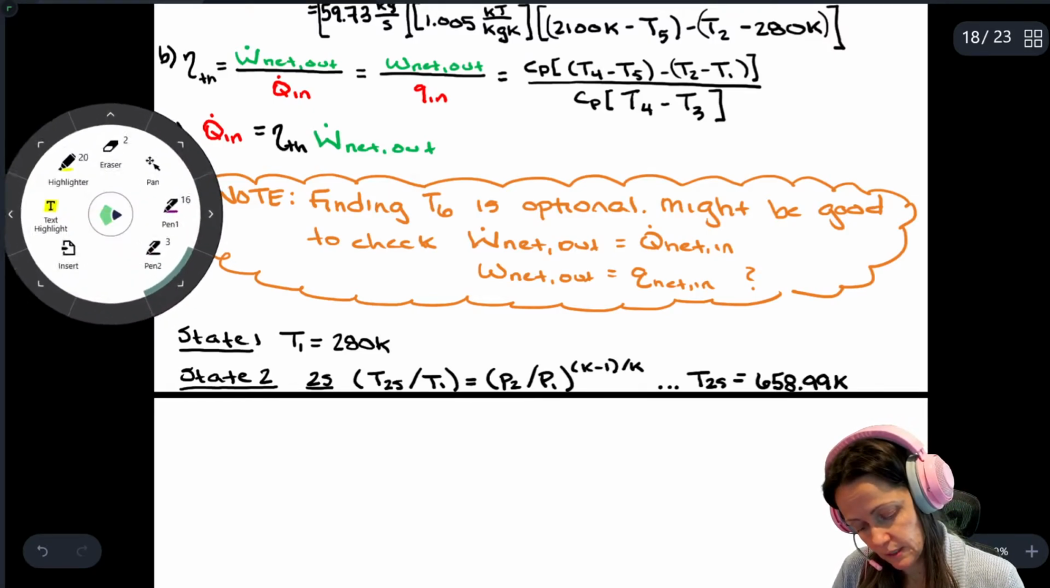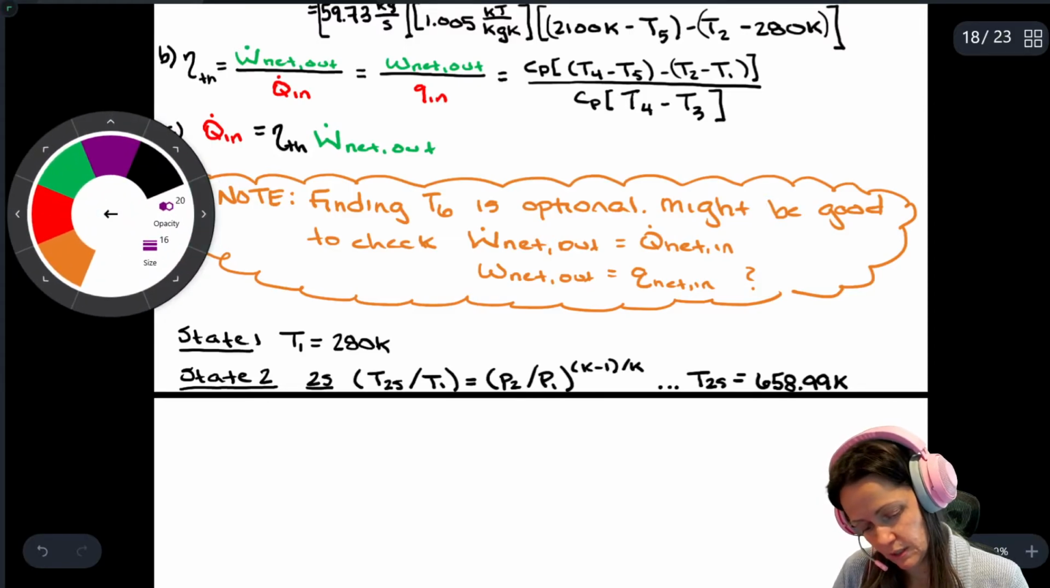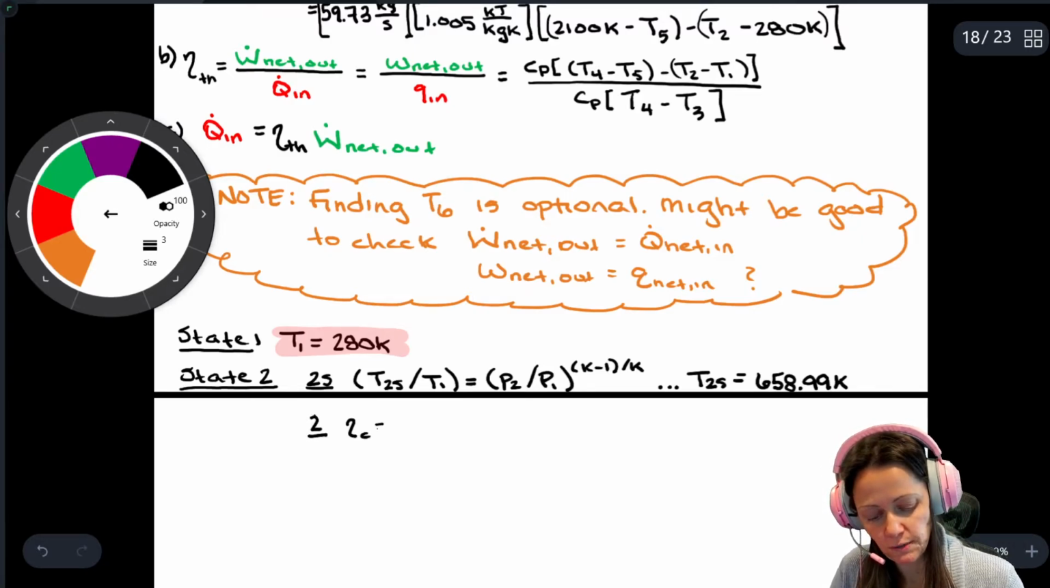Kelvin. And I feel like I should highlight these. That's going in there. But that T2S is not, right? But I do need the state 2. So the isentropic efficiency of the first compressor is 92%. This is the ratio of the two works.